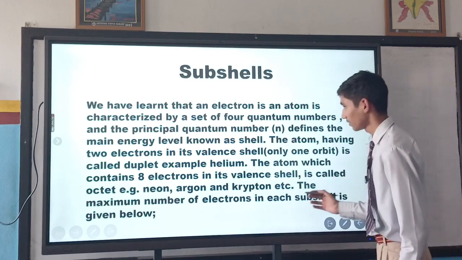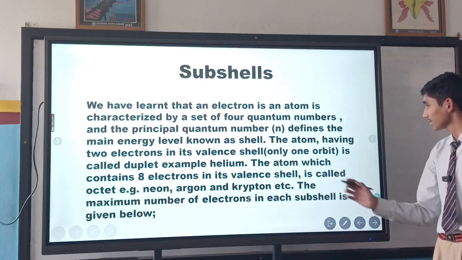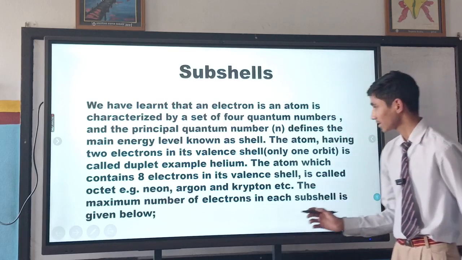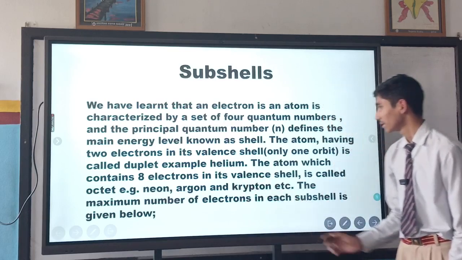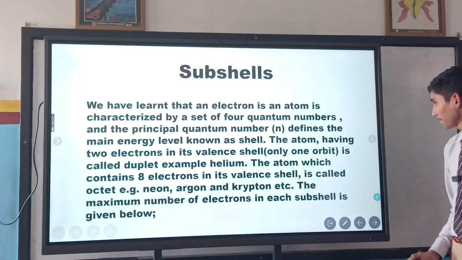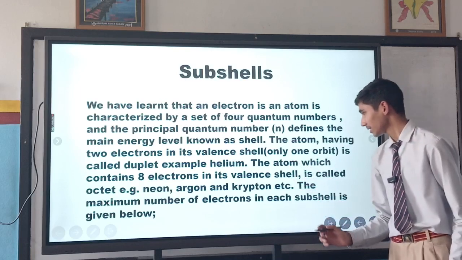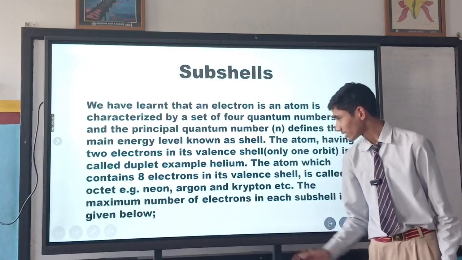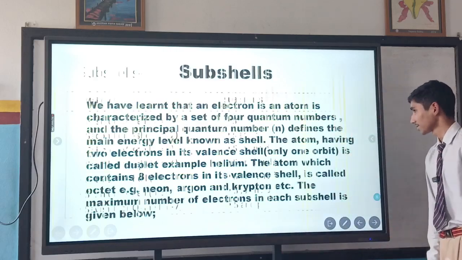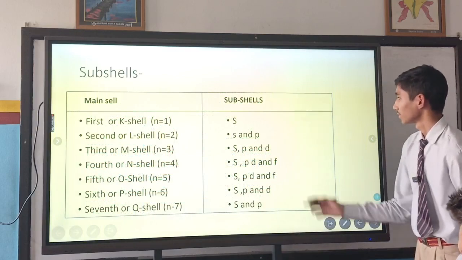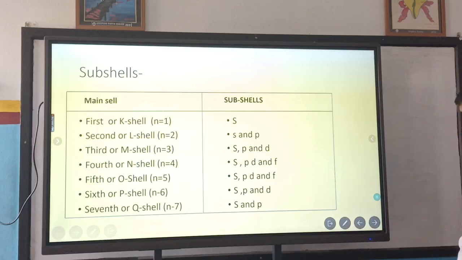So we know if there are 2 valence electrons in an atom, then we can call it a duplet. Example, helium. Helium has 2 valence electrons in its shell. Similarly, when it contains 8 electrons in its valence shell, then it is called octet. Example, neon and argon, etc. You can see in the figure.